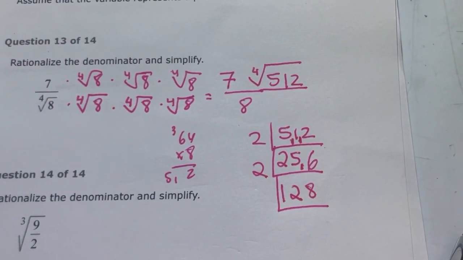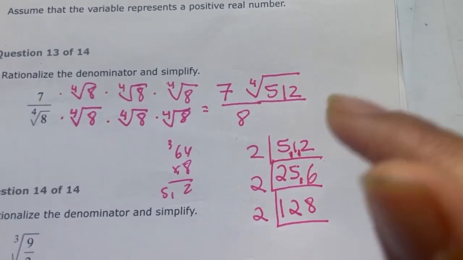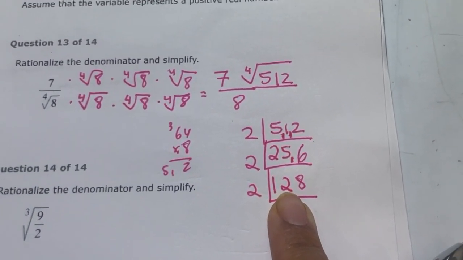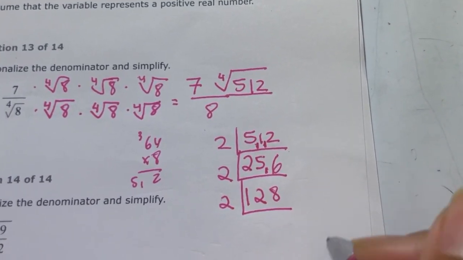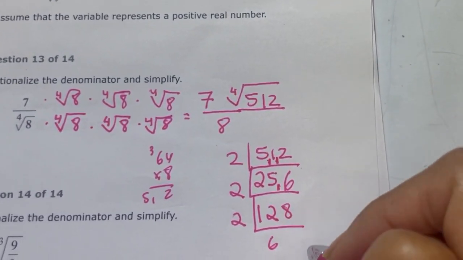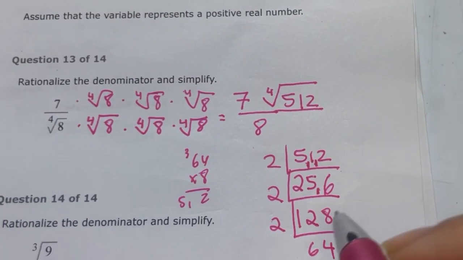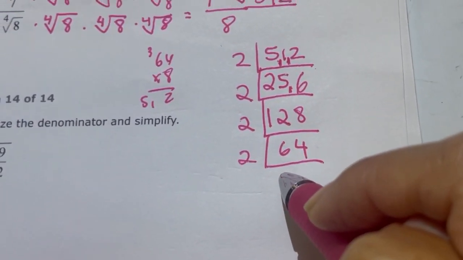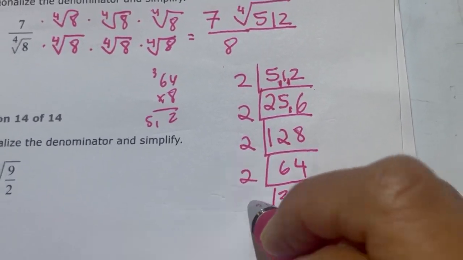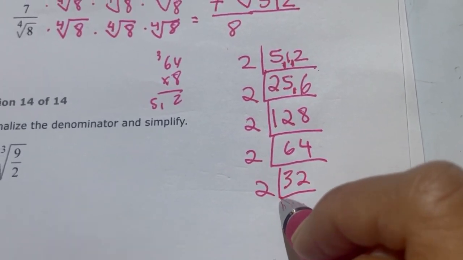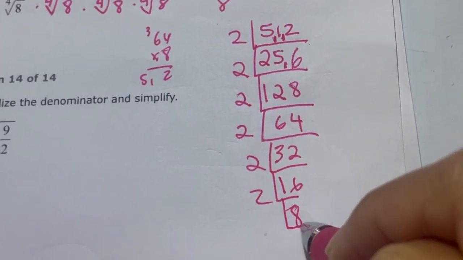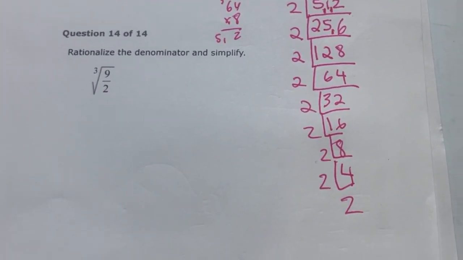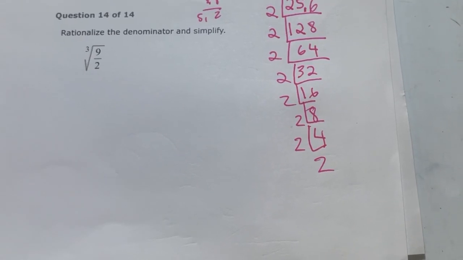128 divides by 2. 1 cannot divide by 2, so I take the next number, 12. 12 divided by 2 gives me 6, and 8 divided by 2 gives me a 4. Okay, keep going. Waterfalls. Divide by 2, I get 32. Divide by 2 again, and again, and again. There you go. That's a lot of 2's.